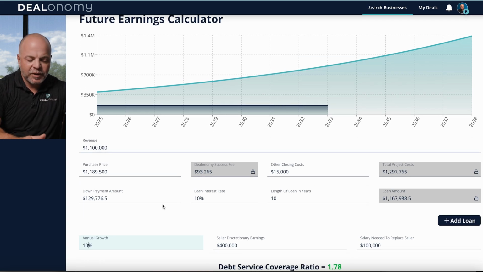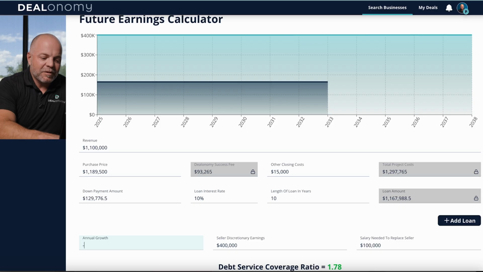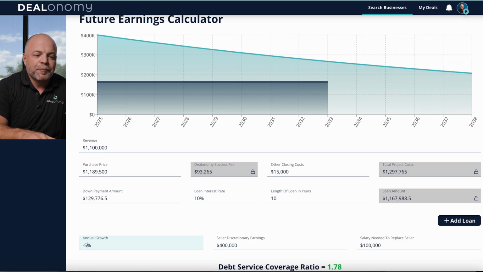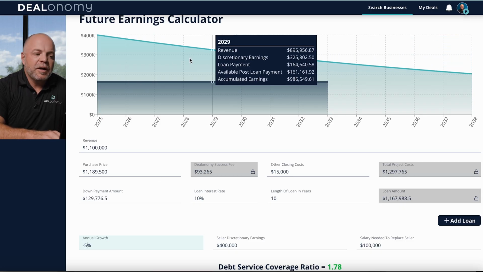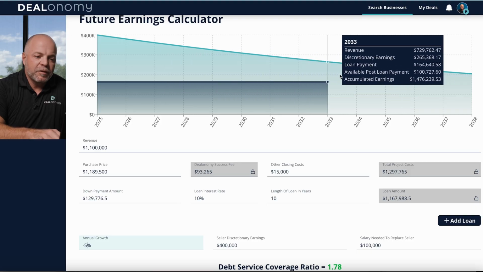I also like to play with the growth rate as a negative thing too. I like to ask myself, how bad could I screw this up and still be able to pay myself and still be able to make the debt payments? And so what I like to look at is start playing with negative numbers. So let's start with negative 5%. Okay. Watch that top line and how it starts to approach the debt payment.